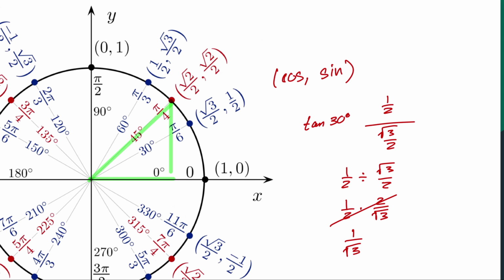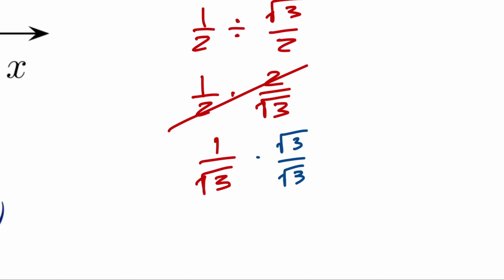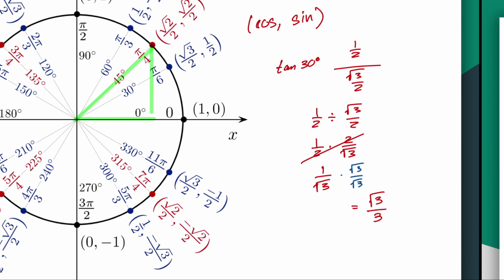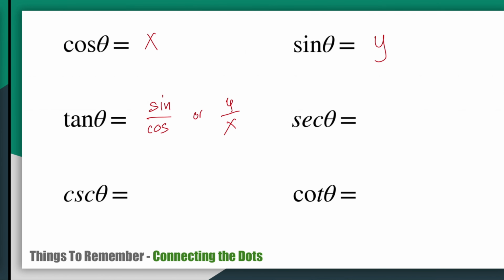However, you cannot leave a square root in the denominator. So I need to multiply by the square root of 3 over the square root of 3. And this becomes the square root of 3 over 3, because the square root of 3 times the square root of 3 is just 3. So tangent of 30 is the square root of 3 over 3. Now the sine and cosine are a lot easier to figure out. For tangent, you're going to have to do sine over cosine each time, and you're going to have to evaluate.